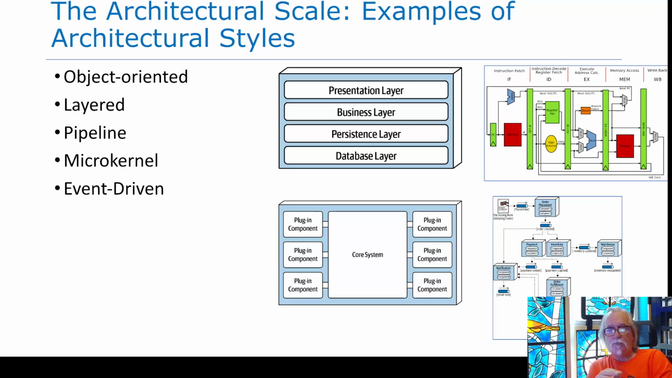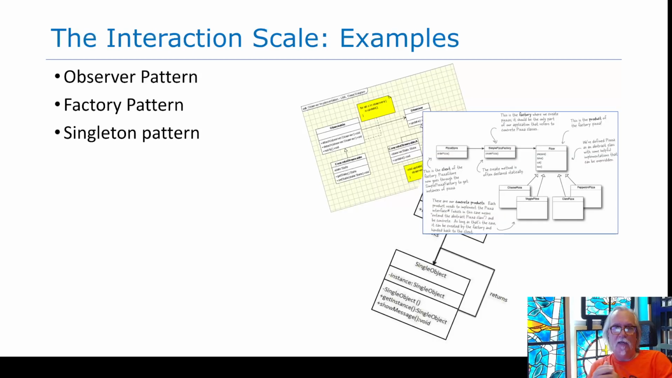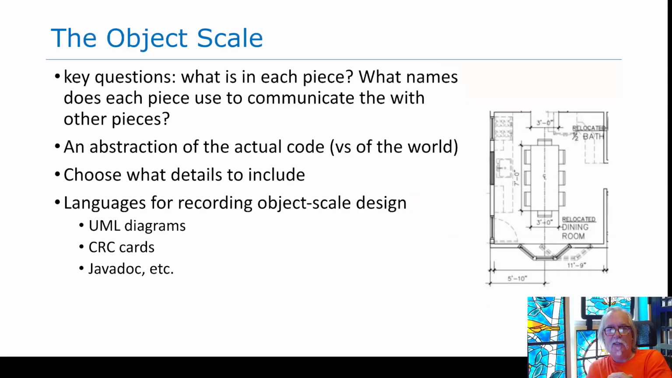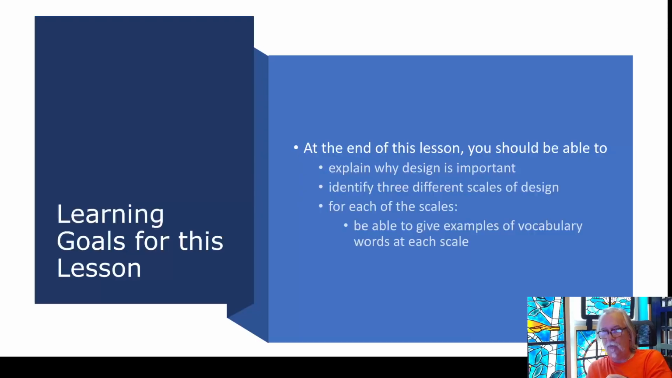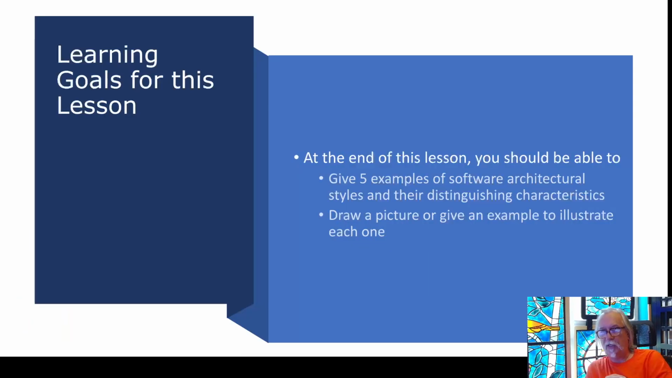Some of the examples that we'll talk about with architectural scale are object-oriented, layered, pipeline, microkernel, or event-driven. We'll talk about those. At the interaction scale, like I said, we've done that with design patterns, and so we're going to skip over that. And at the object scale, you're talking about what the objects are and how the objects are defined, right? So let's dive into the architectural scale.